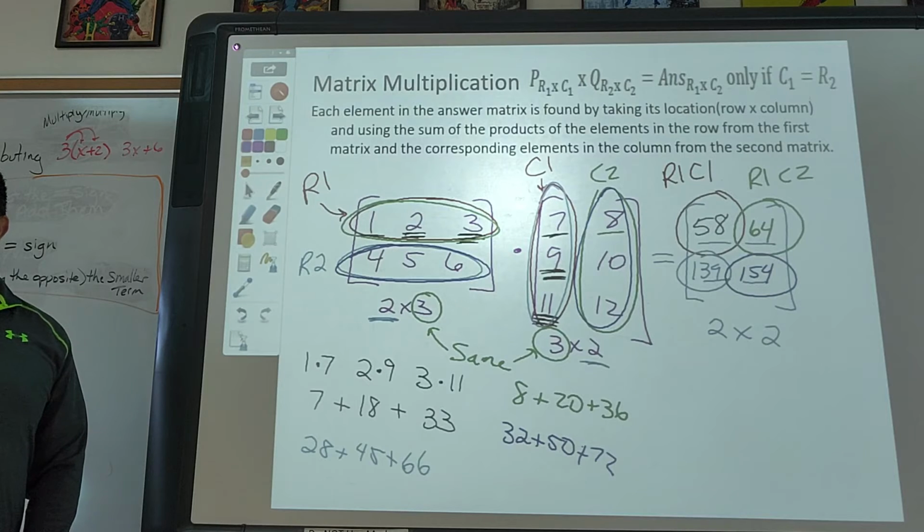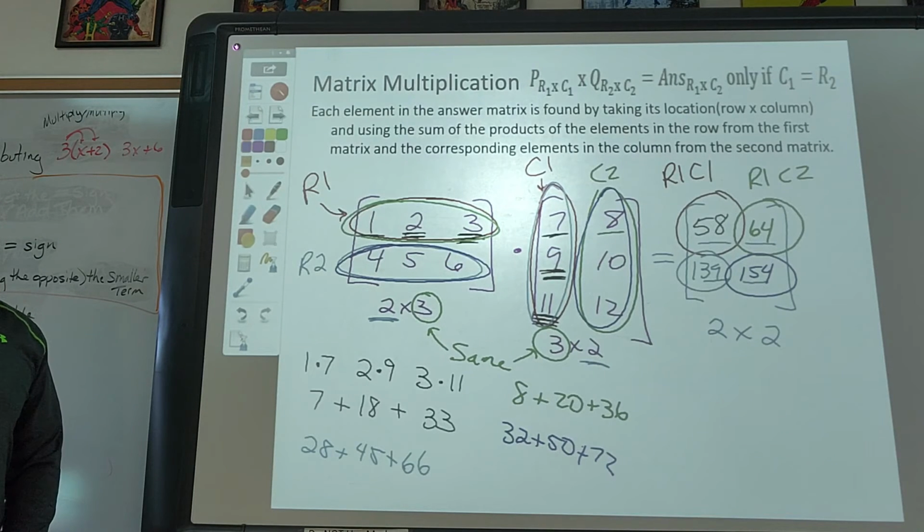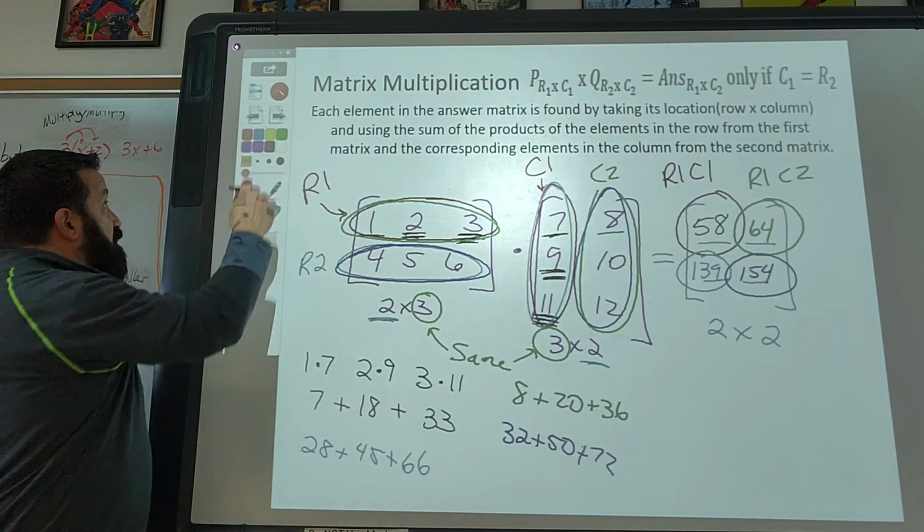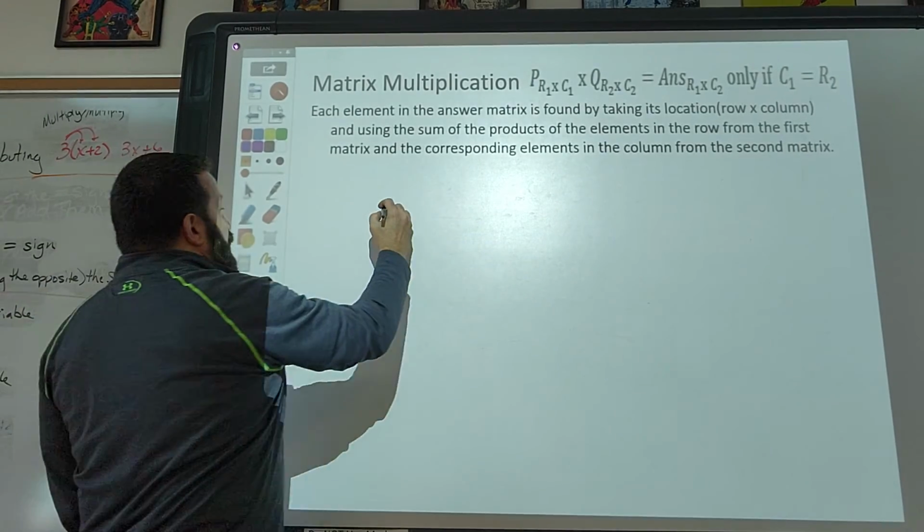You know, like you could take 7 times 8 and 8 times 7, and with regular multiplication, 7 times 8 and 8 times 7, they're both 56. You get the same answer either way. Matrices do not work that way. As a matter of fact, it might not even be possible.